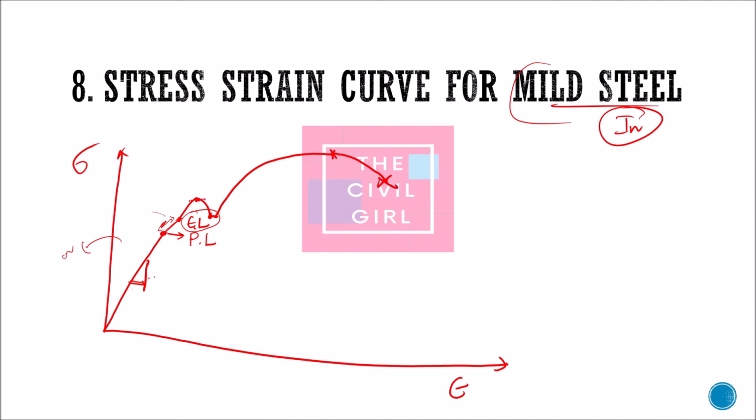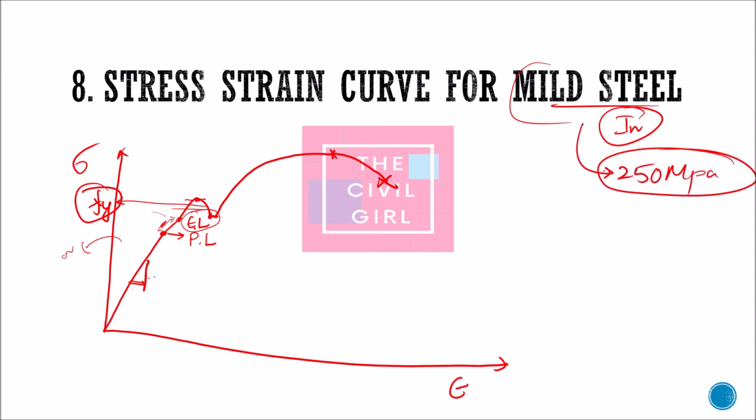From the upper yield point and the lower yield point, I will be able to find my yield strength, what we call Fy. For my steel bar, we know it is 250 MPa. How it is found is using the stress strain curve only. From this only we will find that Fy is equal to 250.